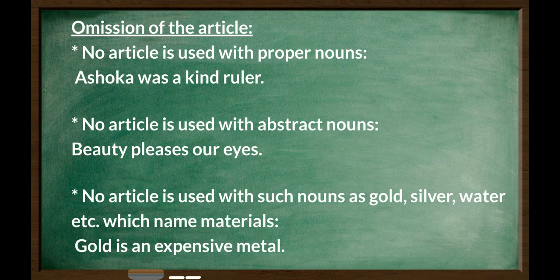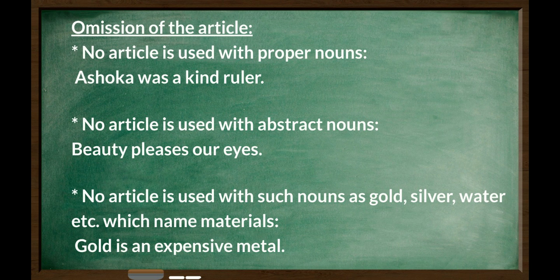Now, students, sometimes you have seen that an article is used, but it is not necessary. In that case, we omit the article. Okay, or sometimes we don't use any article. Now, in which cases does it happen? Let's see. No article is used with proper nouns. Before a proper noun, we don't use any article, especially for any name. Like, Ashoka was a kind ruler. Before Ashoka, we have not written any the, a or an. Okay, Ashoka is a proper noun. So before this, we don't use any article.